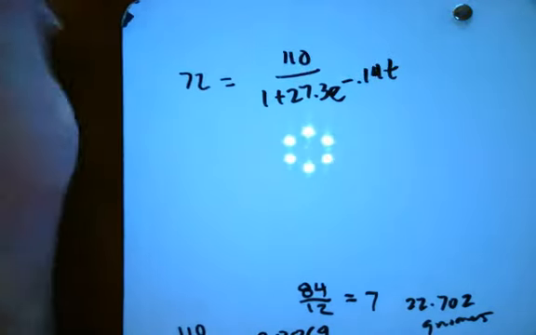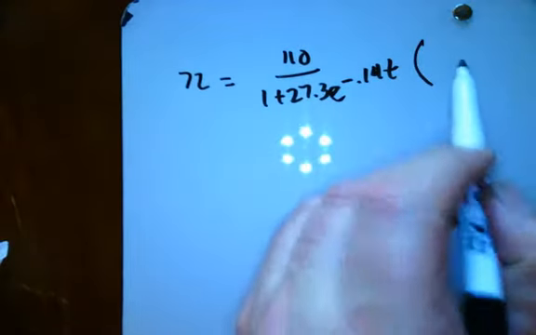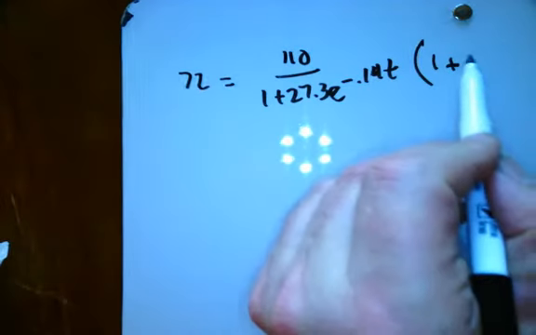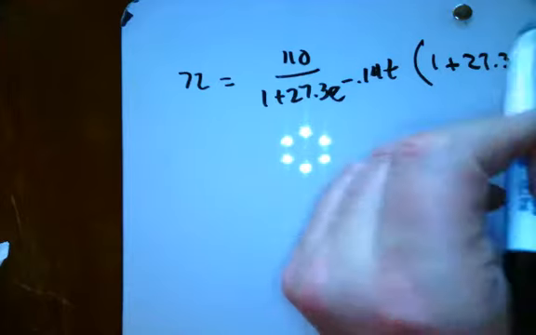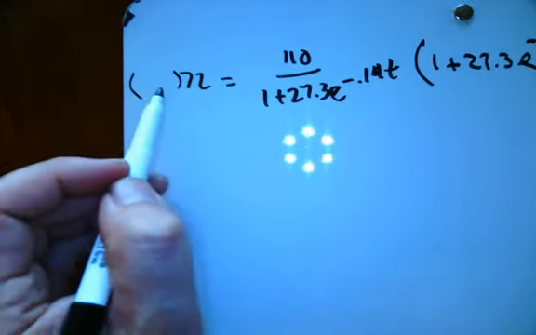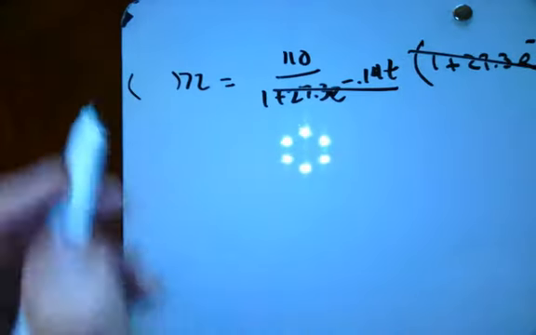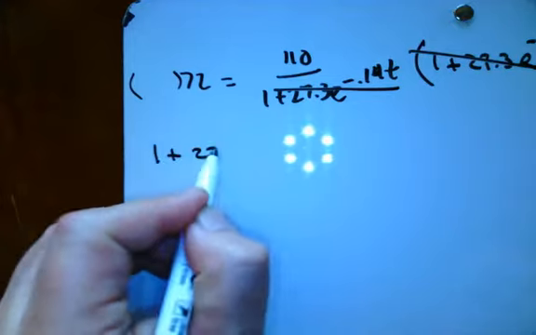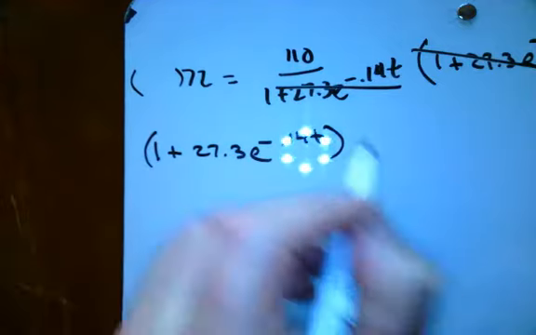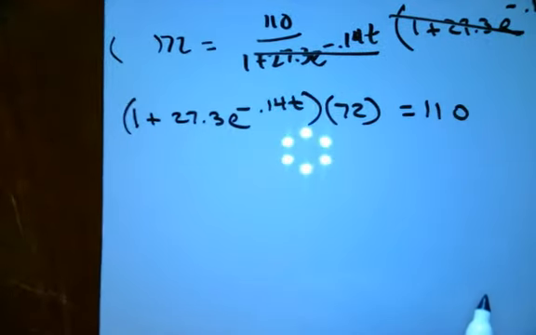72 gnomes. So 72 equals 110 over 1 plus 27.3 e to the negative 0.14 t. And I'd like to solve this equation. As we've been doing since August, when we have a fraction in an equation situation, I'm going to multiply both sides by the denominator to clear out that fraction.